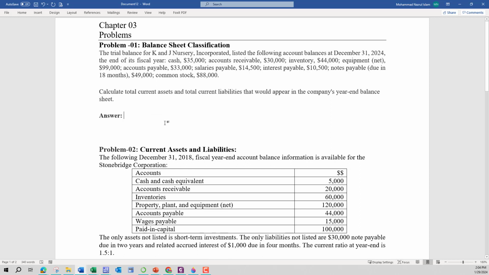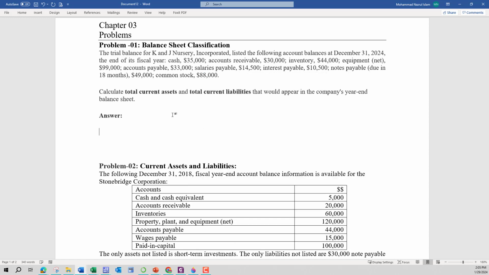So here, we are given, on December 31st, 2024, the cash, accounts receivable, inventory, equipment net, accounts payable, salaries payable, interest payable, notes payable, common stock. Okay, so now we need to calculate the total current assets and total current liabilities. So it should be easy.